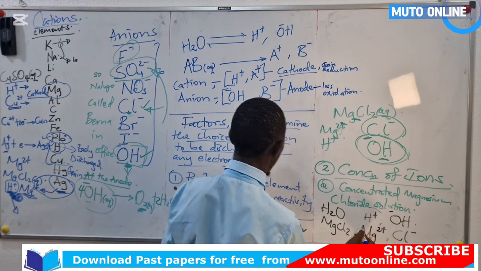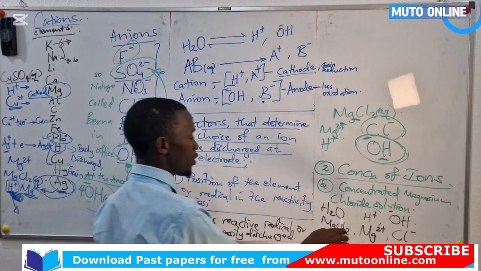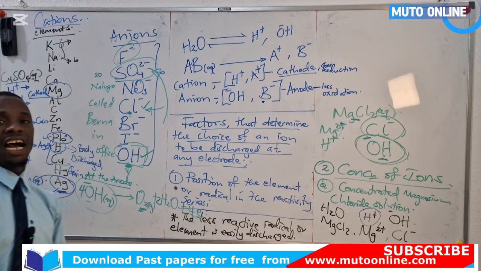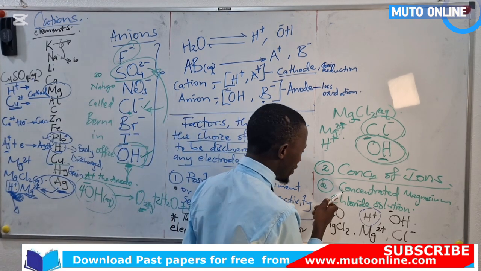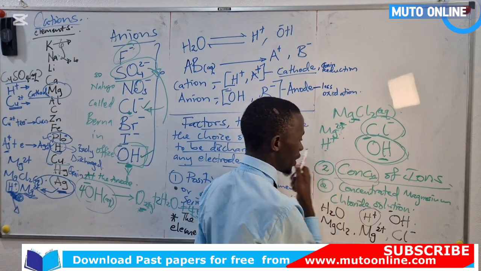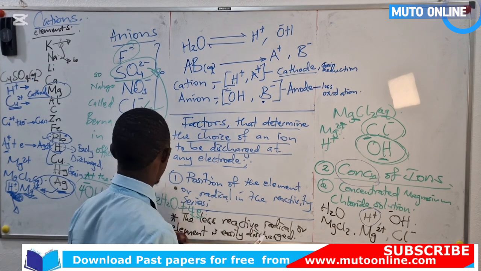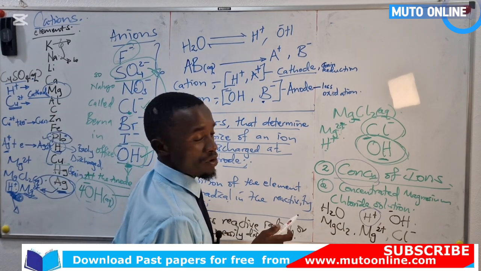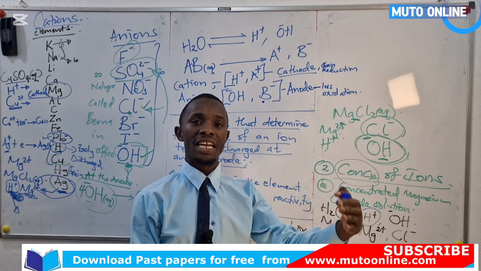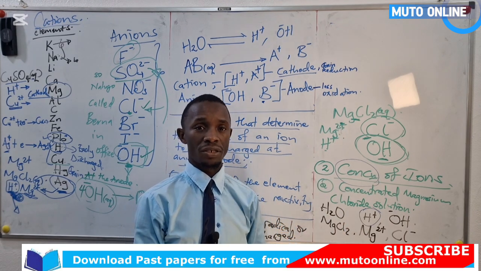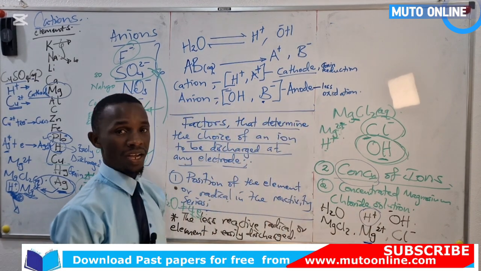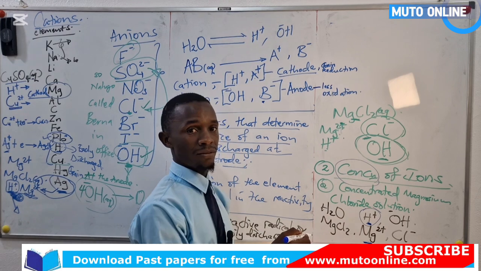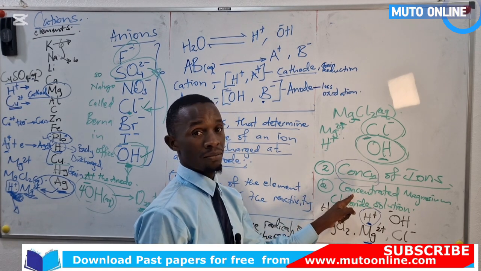If we are basing on the reactivity series, we could discharge hydrogen ions at the cathode, because hydrogen is less reactive. But the electrolyte being concentrated, we shall now not follow the reactivity series. We are now going to follow the amount of the ions in the solution. So it means that in the electrolyte, we have more of the magnesium ions than the hydrogen ions, because of the concentration of them.